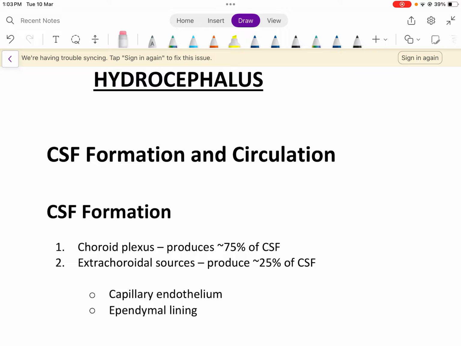This is entirely based on Nelson Textbook, and we will start the chapter Hydrocephalus. It's a very easy chapter. Just few facts and few things here and there that you need to remember, and then you're ready to write the answer. So first, to understand hydrocephalus, we need to know where is CSF formed and how is it circulated.